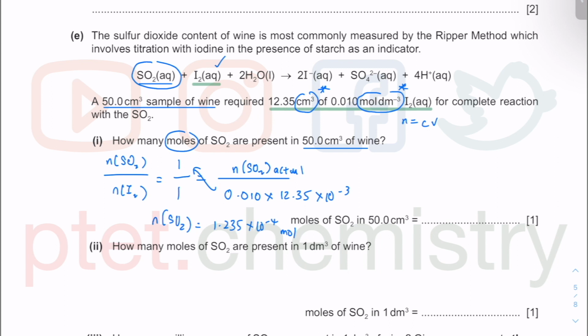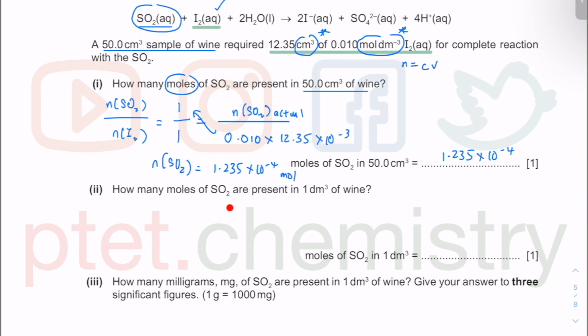3 to 4 sig fig would have been acceptable in this question. I'll just leave it as the exact answer here, because this is 4 sig fig within the range of these 12.35 cm³ there. So how many moles of SO2 are present in 1 dm³ of the wine?